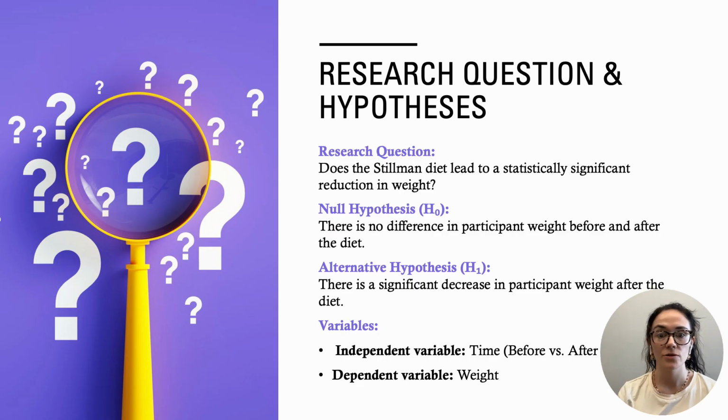Now that we've introduced SPSS and what it can do, let's take a closer look at the research question that will guide our analysis. The main question we're trying to answer is, does the Stillman diet lead to a statistically significant reduction in weight? This research question helps us define the 2 competing ideas we'll test, known as the null hypothesis and the alternative hypothesis.